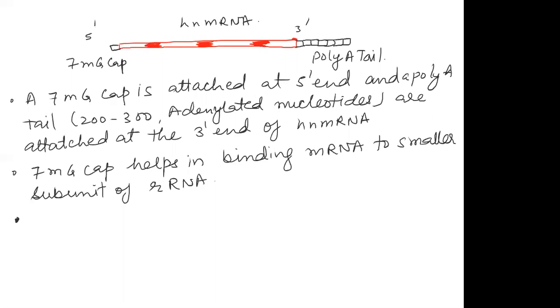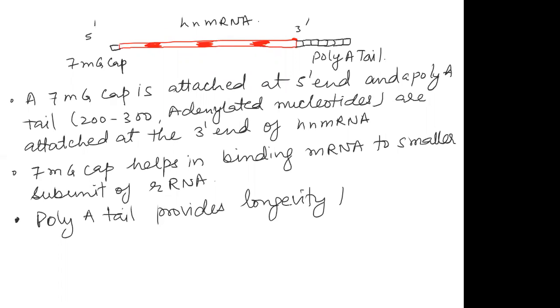And what is the significance of this poly A tail? Poly A tail provides longevity to mRNA. What is longevity to mRNA's life? ये सपोज अगर ये mRNA मैसेंजर RNA बनके साइटोप्लाज्म में चला जाता है, तो वो कितनी देर तक साइटोप्लाज्म में रह सकेगा? You know कि the cell keeps its cytoplasm clean. उसमें कोई डेब्रिस नहीं होना चाहिए.